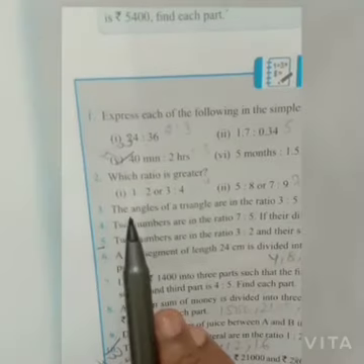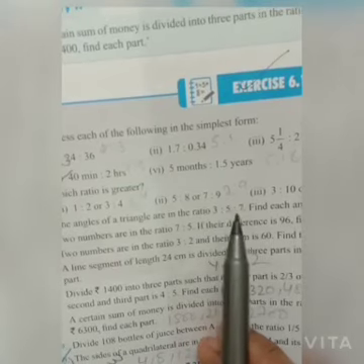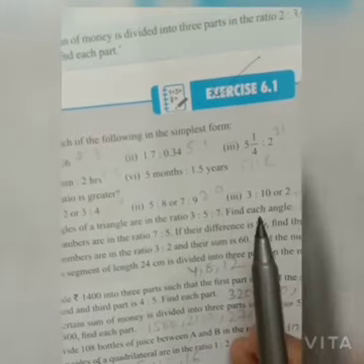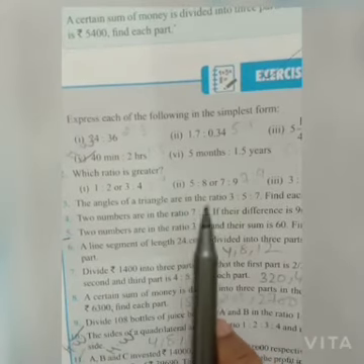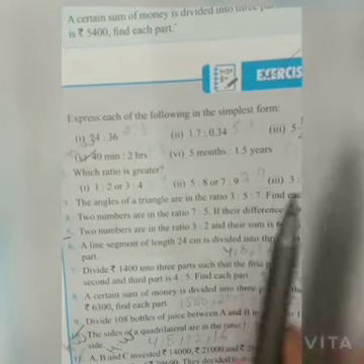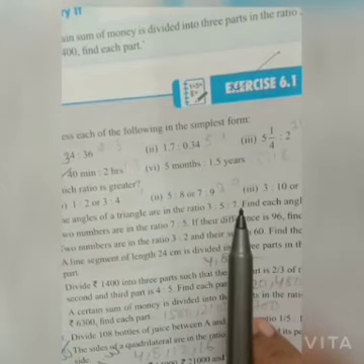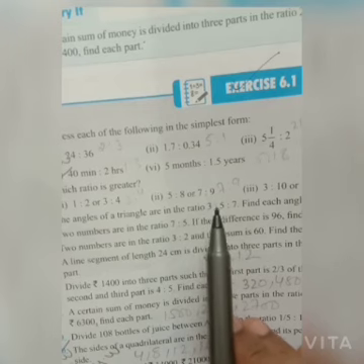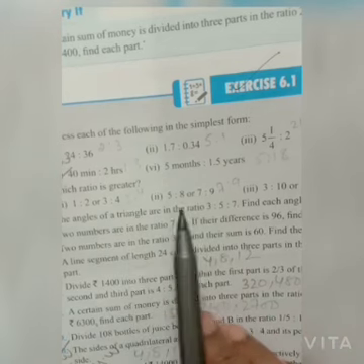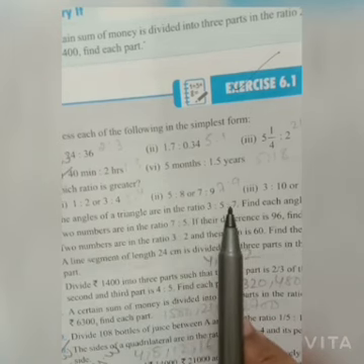Question number 3. The angles of a triangle are in the ratio 3:5:7. Find each angle. Whenever you see a ratio, along with the ratio numbers you have to put x. You take out this ratio and put x. Then the angles can be written as 3x, 5x and 7x.